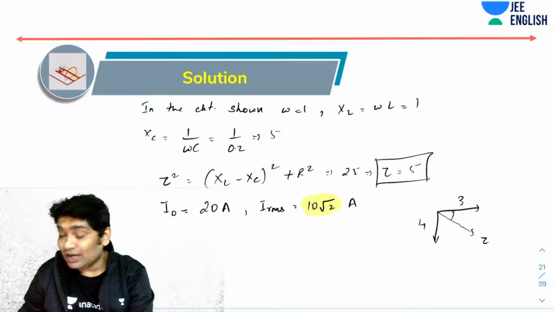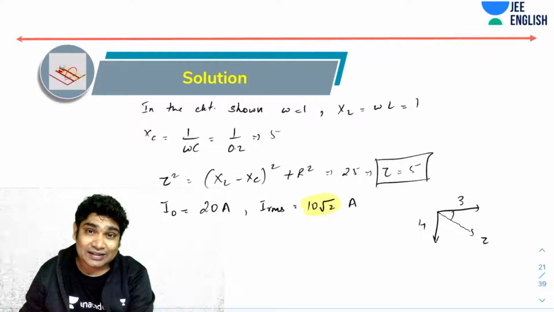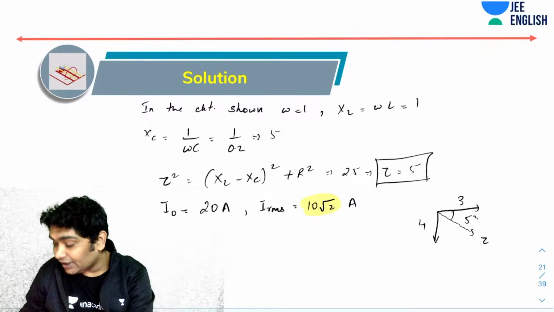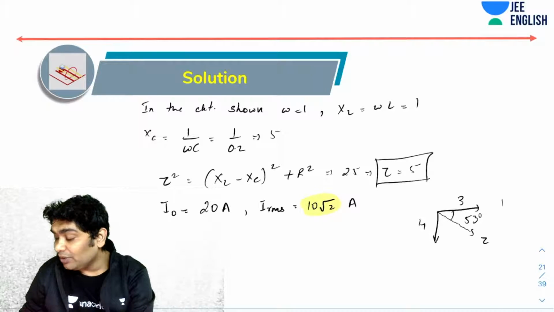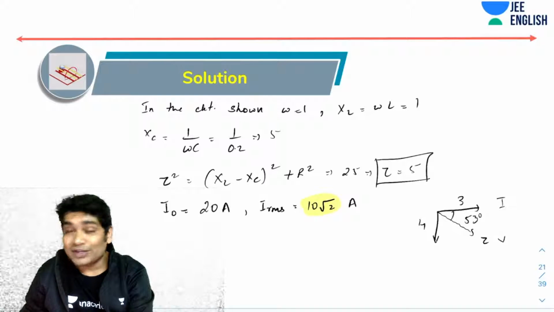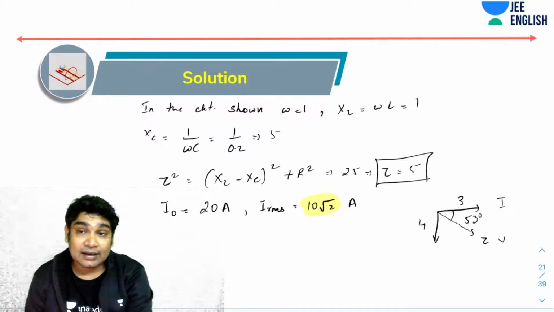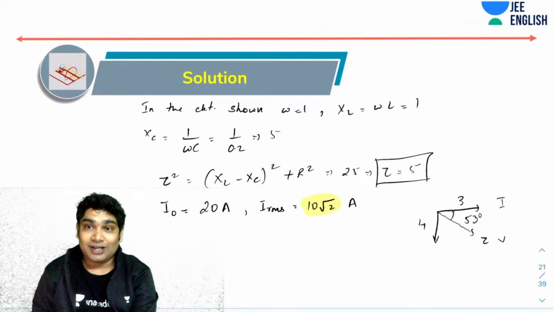So this angle you will realize is tan inverse of 4 by 3. Tan inverse of 4 by 3 is in fact 53 degrees. So current will be in this direction, and voltage will be in this direction. So yes, in this case, current leads the voltage by an angle of 53 degrees. So you are absolutely right in your answer, AP.